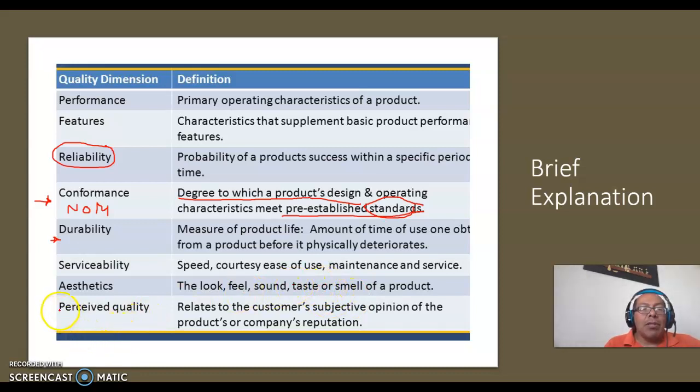And finally, but not less important, perceived quality relates to the customer's subjective opinion of the product or the company's reputation. Sometimes we know something not by experience, not by using it, but by reputation, usually by recommendation, right? Somebody recommended or did not recommend it, and therefore that is a perceived quality that they may have. So this is a brief explanation of what the Garvin 8 quality dimensions are about. Thank you. In the next video, we're going to see an example for a cell phone.